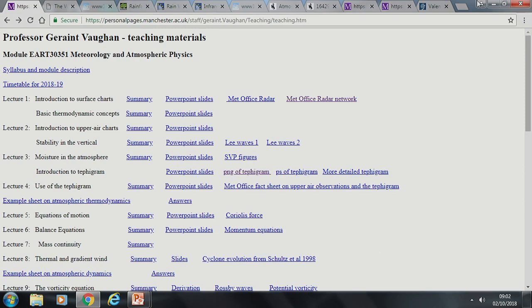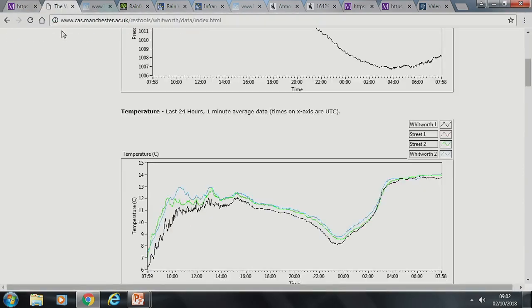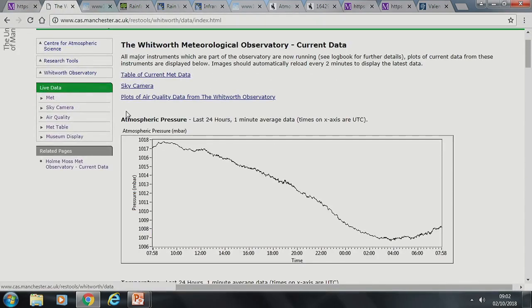Okay, so as usual, we start off looking at the weather. I'm going to start off with something slightly different. This is just to draw your attention really to the Whitworth Meteorological Observatory, which is an observatory that our school runs, and it's on top of the George Kenyon building, which is on the campus here. So essentially, it's the weather here in Manchester.